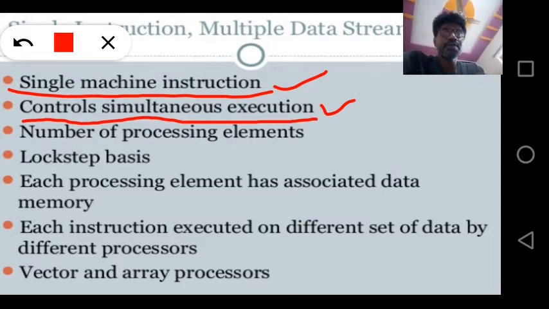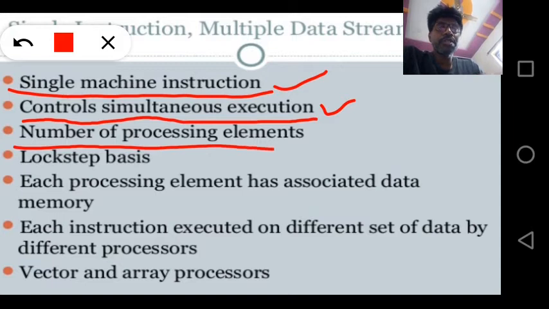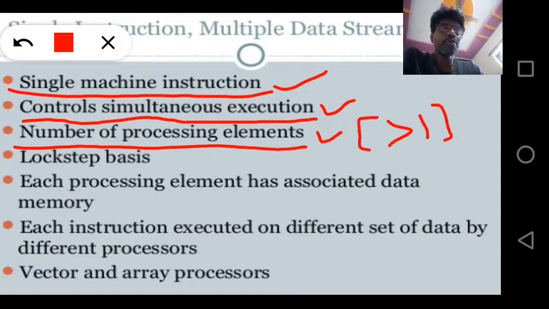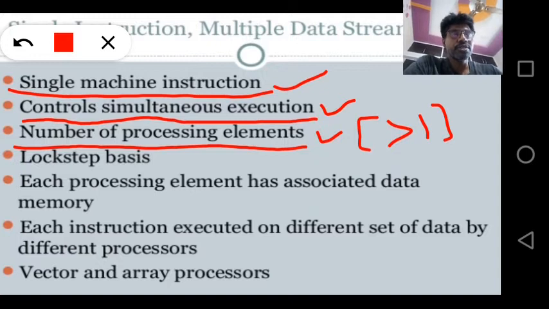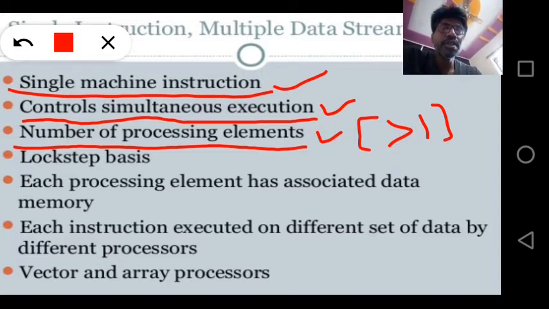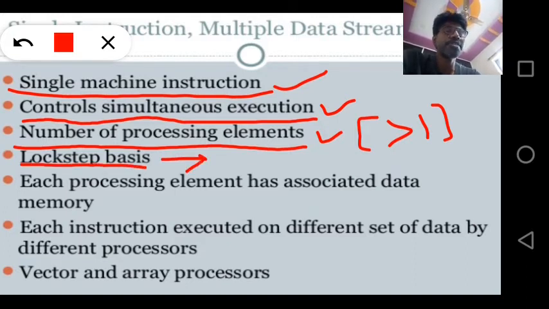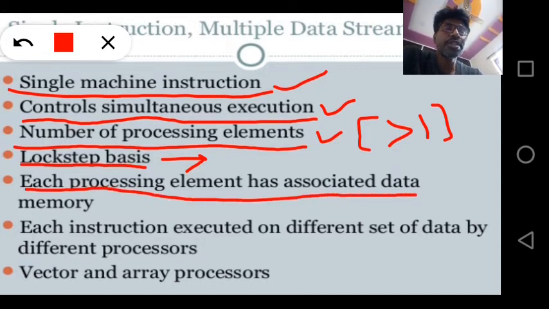We have a number of processing elements. This is important. We have more than one processing element, unlike SISD where we have only one processor, one unit processor. Here we have a number of processing elements. Then, lockstep basis, we'll try to understand what lockstep is. Each processing element has associated data memory.